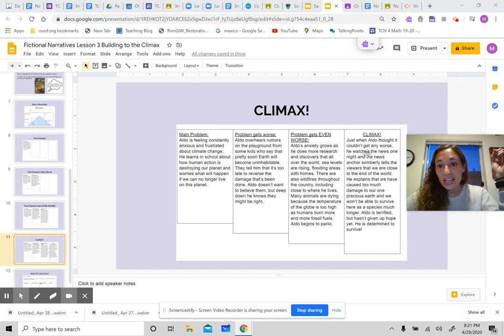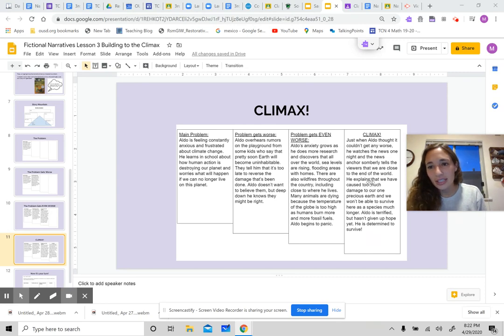Just when Aldo thought it couldn't get any worse, he watches the news one night, and the news anchor somberly tells the viewers that we are close to the end of the world. He explains that we have caused too much damage to our one precious Earth, and we won't be able to survive here as a species much longer. Aldo is terrified, but he hasn't given up hope yet. He is determined to survive.